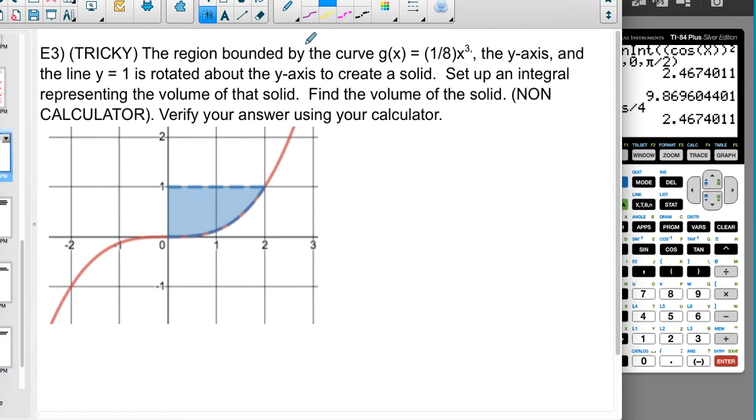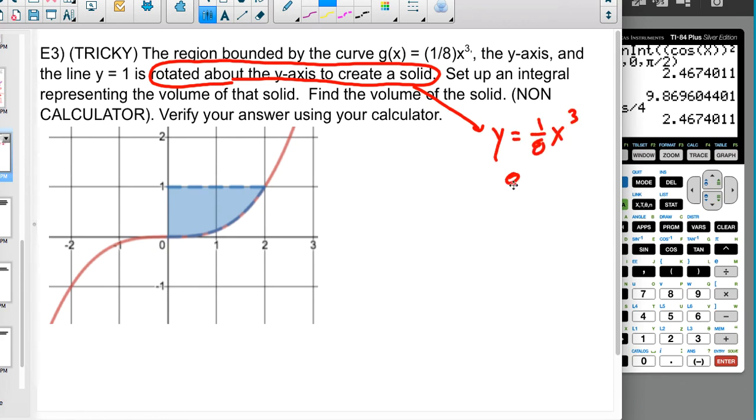So the region bound by the curve g of x equals 1/8 x cubed, so that's this, the y-axis and the line y equals 1 is rotated about the y-axis. Yikes, that's why this is tricky, okay? This is tricky because this was in terms of x, but I need it in terms of y. So I'm going to have to solve this thing for x.